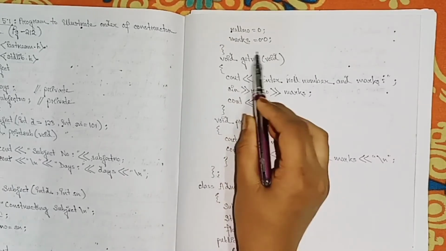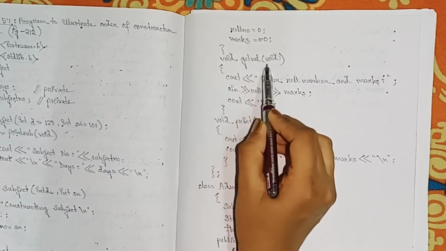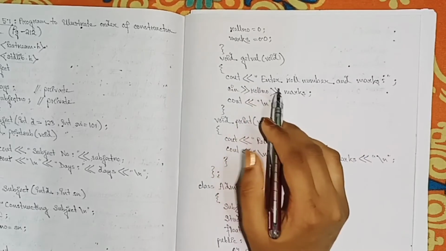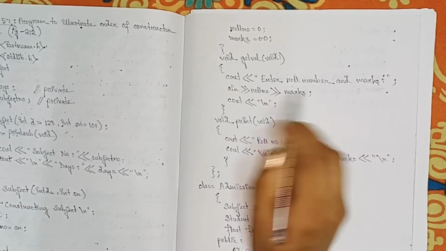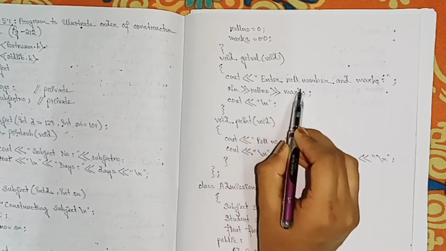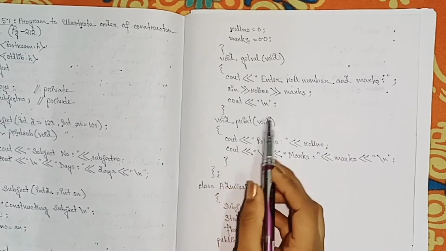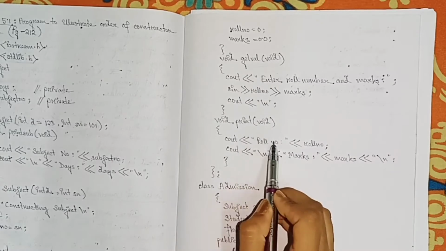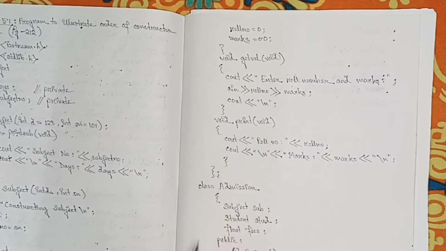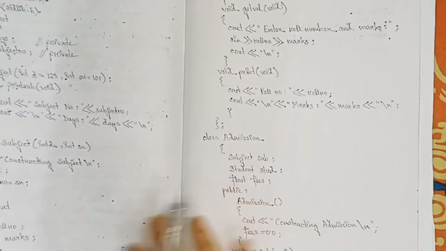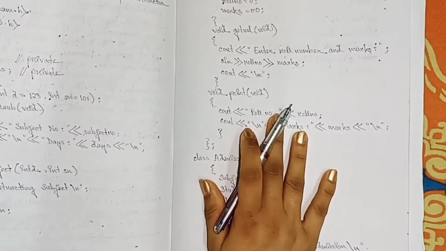Now we have defined one member function getVal, which will take the roll number and marks from the user. Okay, so they will be stored in roll number and marks respectively. We have considered another member function which will print the value of roll number and marks of a particular student. These are defined under the student class.